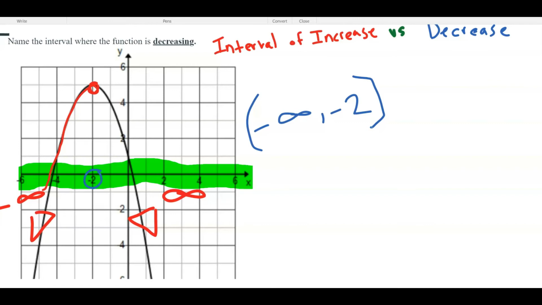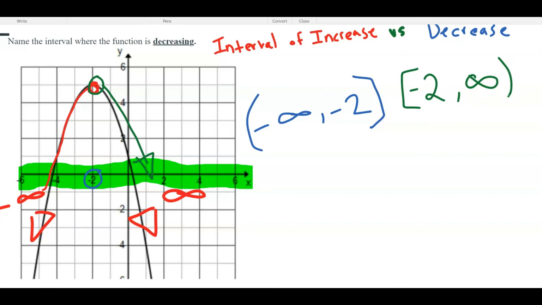Okay. Now when we talk about decrease, where is this thing going down? Well, it starts going down where it basically stopped going up. So at -2, that's where it stops going up, and it's going to start decreasing from -2, but it's going down to the right forever. If we're talking about right, we're talking about positive infinity.